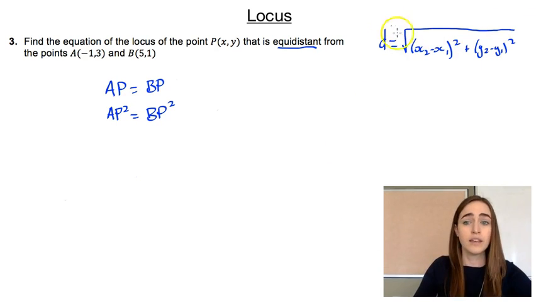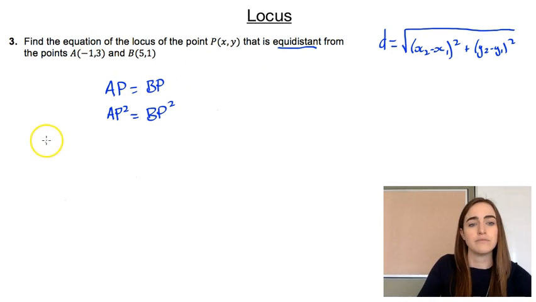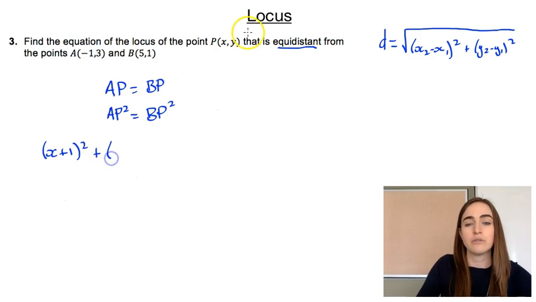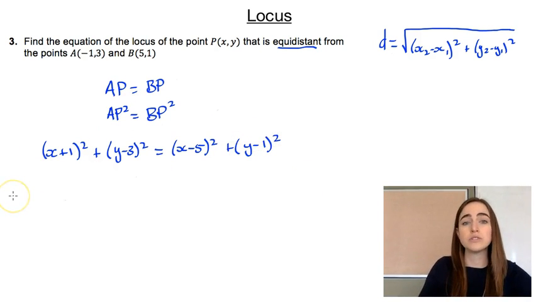So if we substitute in our values now, if we do AP first, we're going to go x minus minus 1. So we'd have (x + 1)² plus, and then we've got (y - 3)². And that's going to be equal to BP squared. So we're going to have (x - 5)² plus (y - 1)². And now we're going to expand all this out, bring everything over one side and find our final answer in its simplest form.